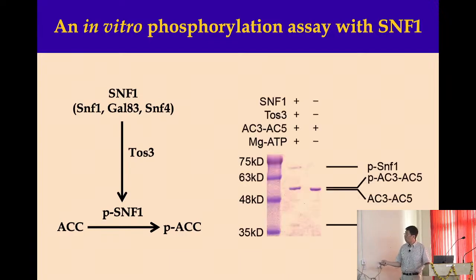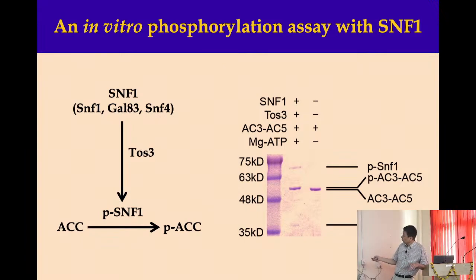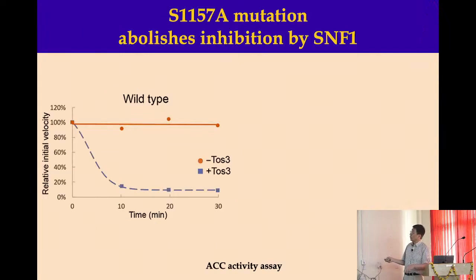So we use the AC3, AC5 sample, 3 domains only from the middle region. You can treat that with everything: SNF1, TAK1, the substrate, and ATP. You can sort of see it become phosphorylated. The way you tell that is because the phosphorylated protein runs a little bit slower on the SDS gel. You can see essentially almost 100% conversion between the unphosphorylated form to the phosphorylated form. And using this, we can do biochemical assays.